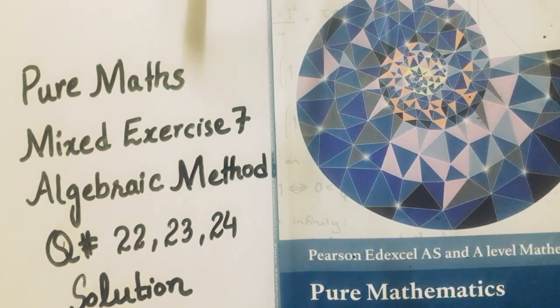Today we are going to solve pure maths from algebraic method mix exercise 7, question number 22, 23 and 24 in very easy and simple way.